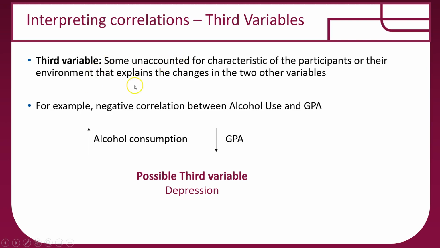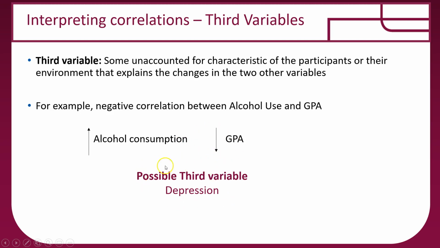When people are depressed, they tend to consume more alcohol. They're self-medicating. And they tend to have lower GPAs because they're depressed and they don't go to class and they don't study. They don't do much. And so we can't say that alcohol consumption causes GPA to go down when we've done a correlation. All we can say is there's an association. The more alcohol someone consumes, the lower their GPA.